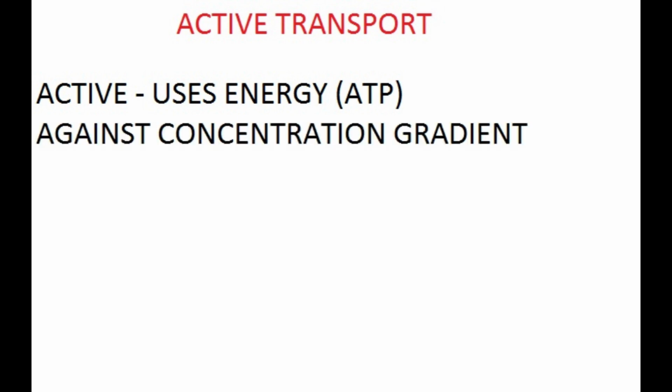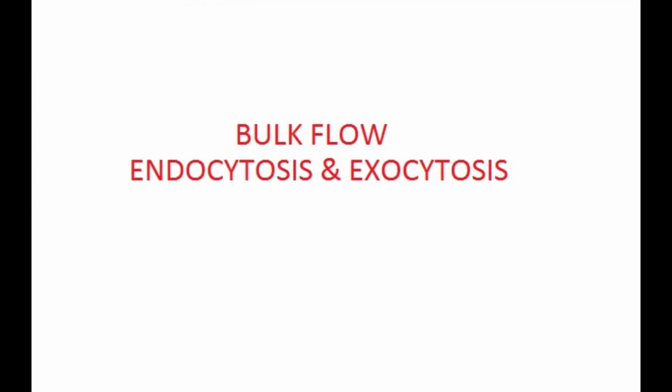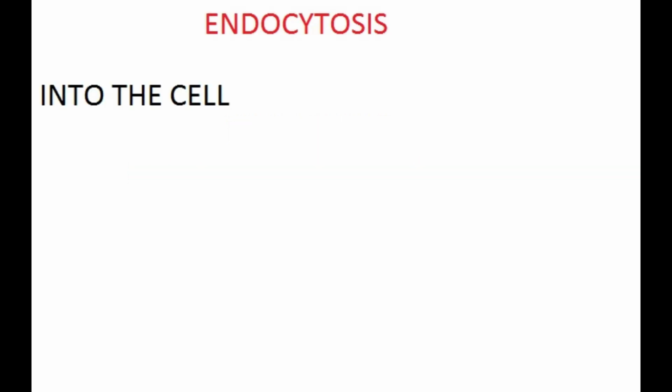Active transport is active. Active means that it uses ATP. Active transport moves ions against their concentration gradient so that they build up on one side of the membrane. Nerves use this process. Next is bulk flow exchange, and there are two types, endocytosis and exocytosis. Endocytosis moves large volumes of substances into the cell.